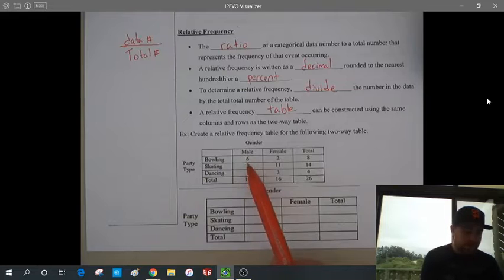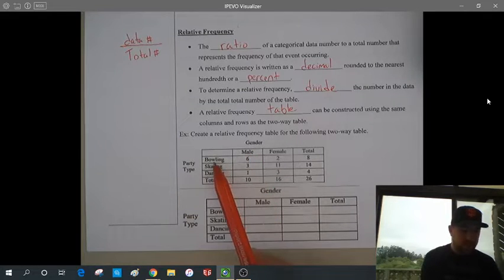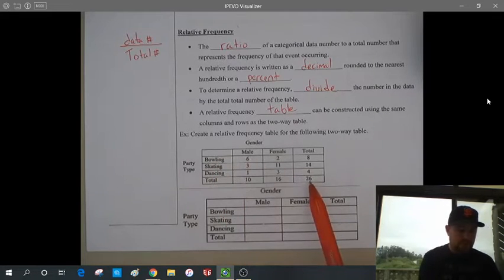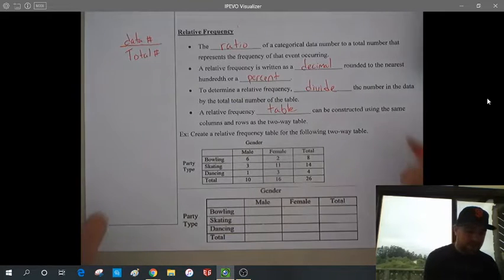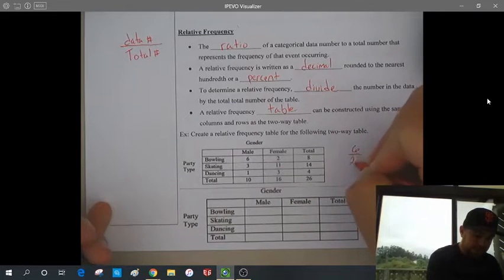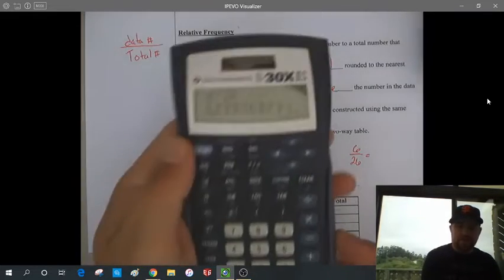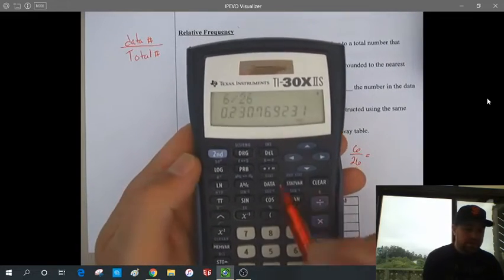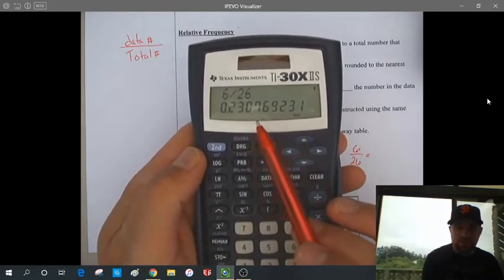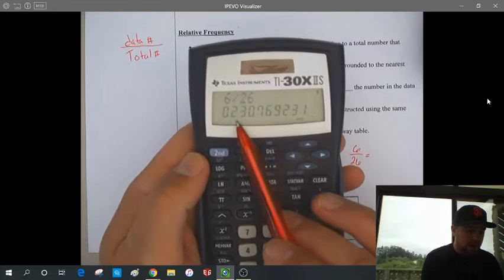So let's start up here in the top left with, there were 6 male individuals that wanted to choose bowling as their event. And we're going to divide that by the total number of students that were surveyed down here, which was 26. So I'm going to make a ratio of 6 out of 26, but then I'm just going to go ahead and divide that. So 6 divided by 26 gives me a decimal, which is 0.2307, and it continues on here.